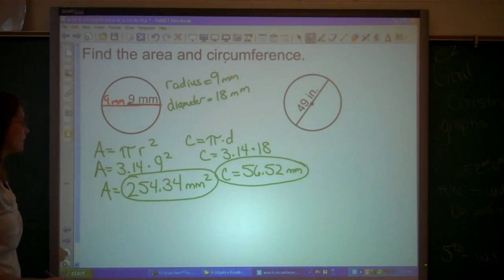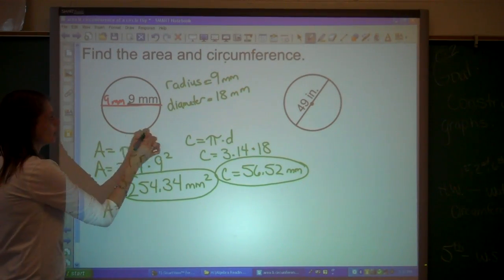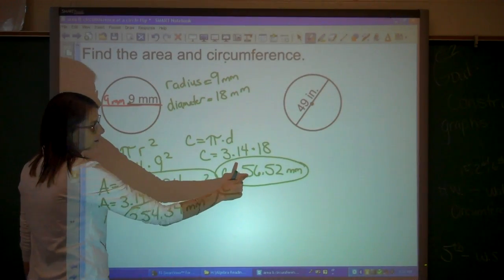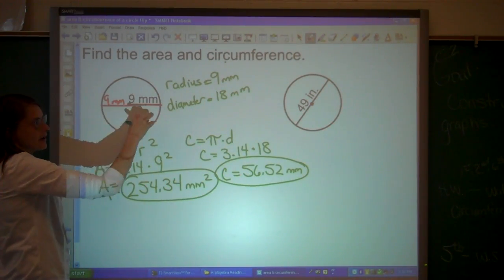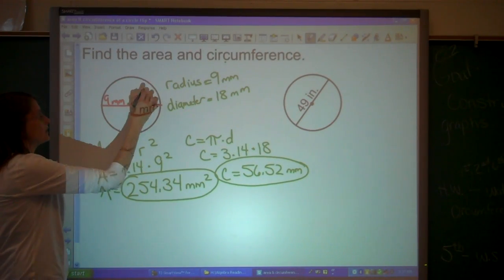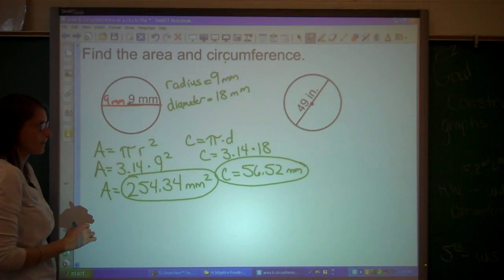Now I need to ask myself, would it make sense that the area, which remember is the whole inside of the circle, is bigger than the circumference, which is just the outside? And that makes sense, because there's more space in here than just around the circle.